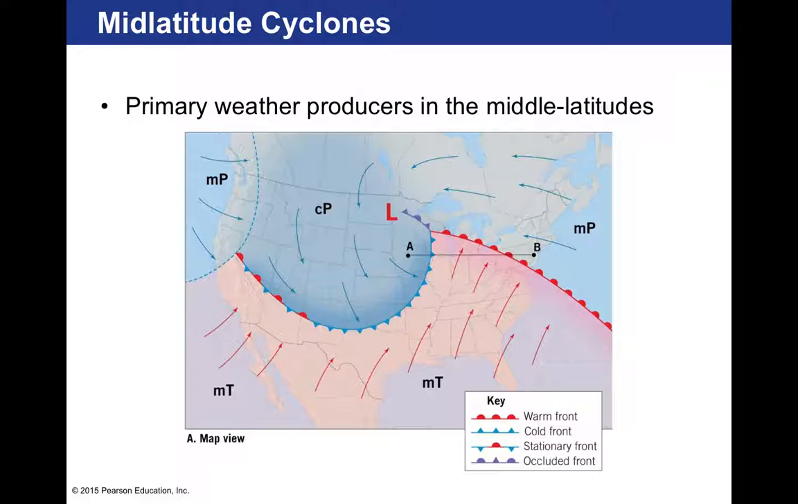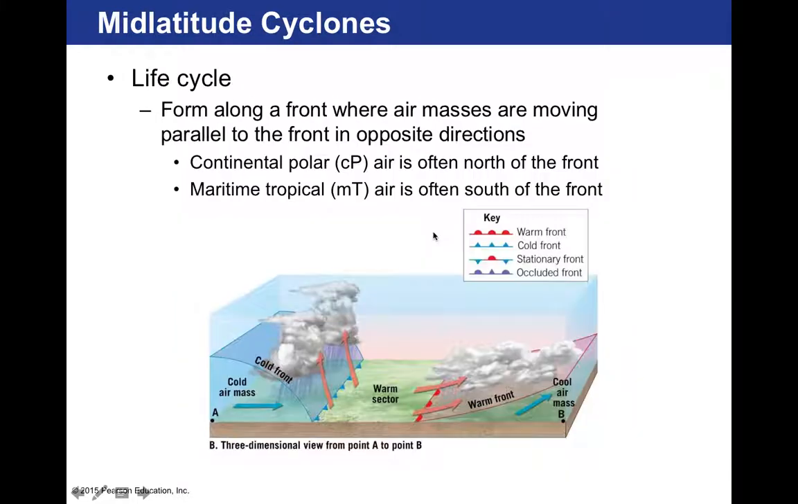All right, so mid-latitude cyclones. These are the primary weather producers in the middle latitudes. So a cyclone, a low pressure system, is usually associated with an occluded front, where a warm front and a cold front are intersecting at a location.